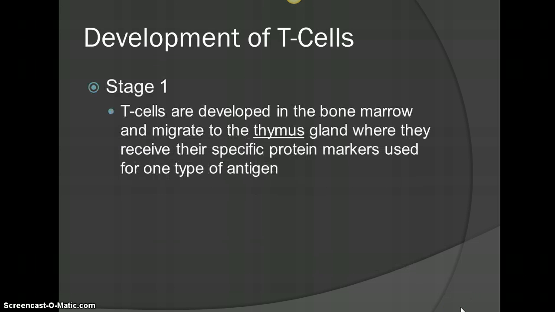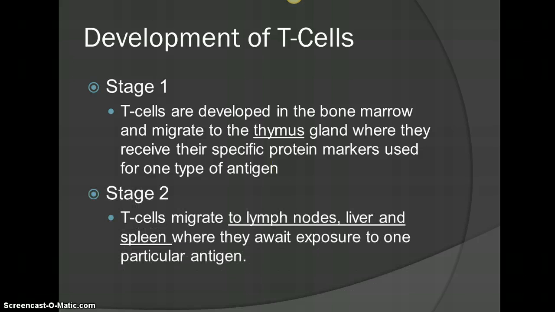So development, stage 1, it's developed in the bone marrow, and then it migrates to the thymus, so T cell for thymus, where it receives a specific protein marker for that one type of antigen. Again, it would be specific, so H1N1 or West Nile virus, something like that. Stage 2, the T cells migrate to the lymph nodes, liver, and spleen, where they just wait for that antigen. Sit there and wait for that one to come by.